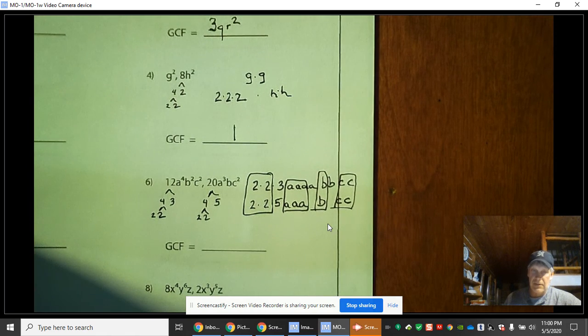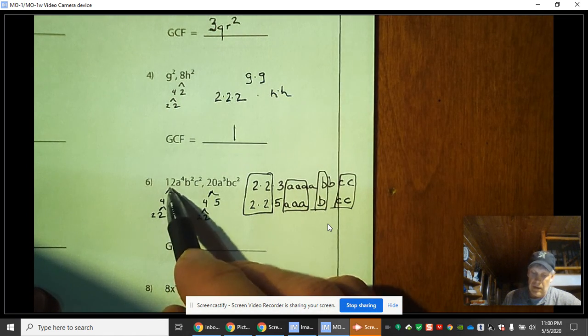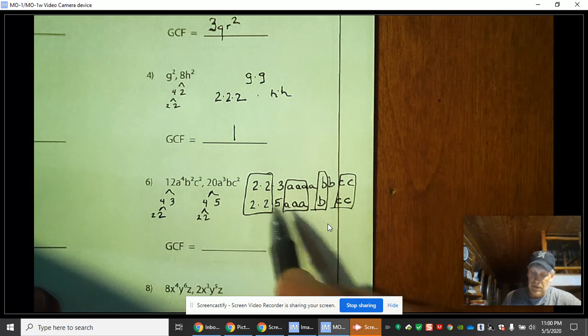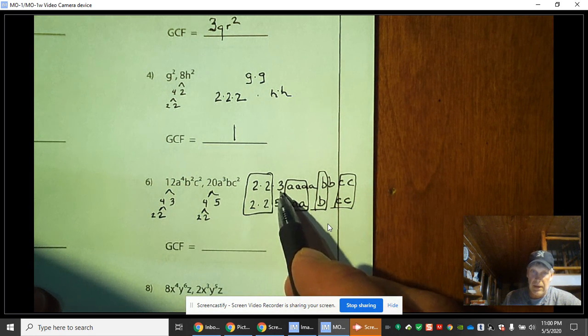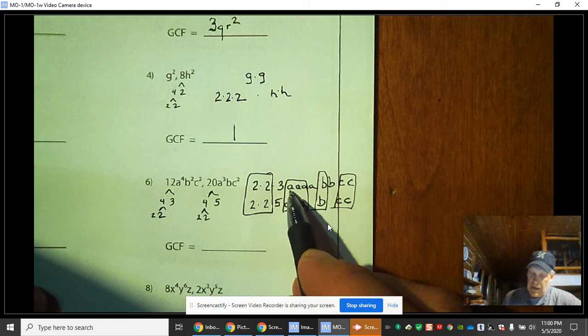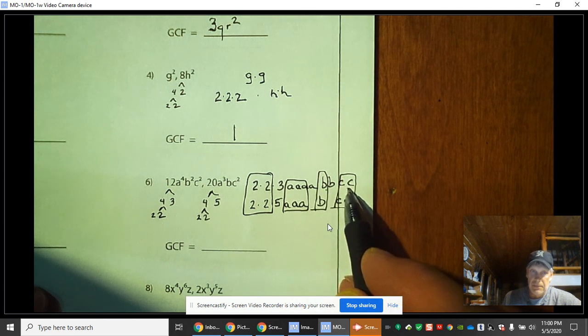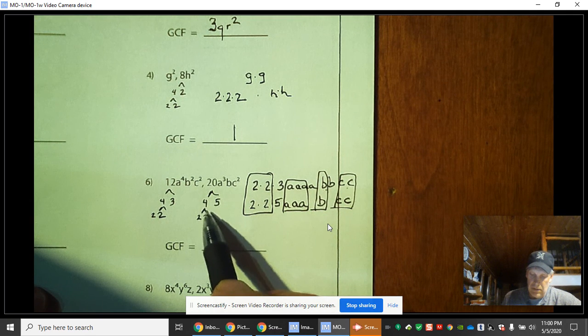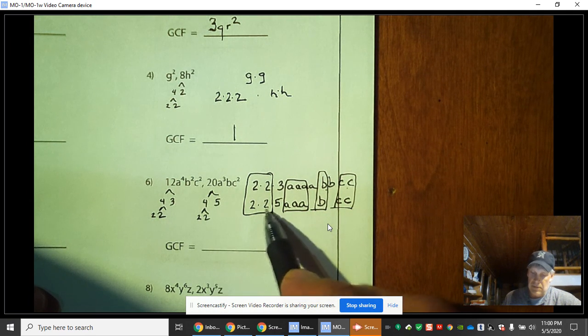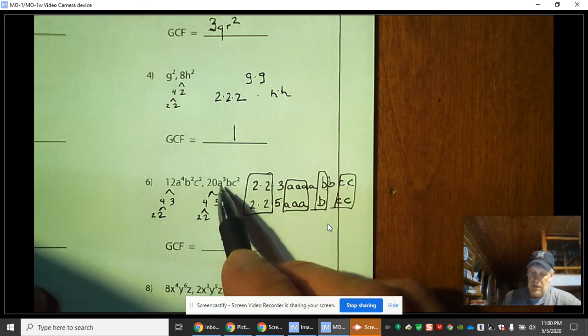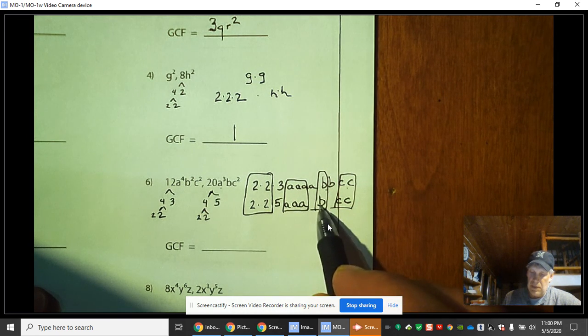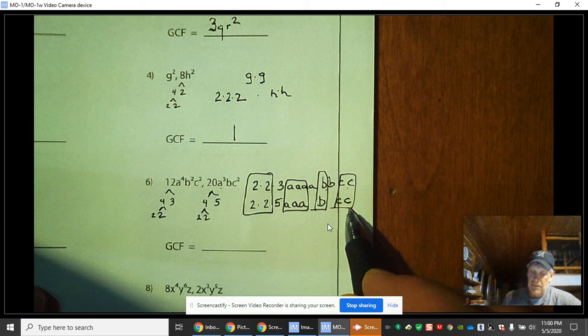All right, number 6 looks really hard. But if you write it out, take 12, 4 times 3, 2 and 2. So I wrote 2 times 2 times 3. And I have 4 a's, 2 b's, and a c squared. Then I went to 20. 20 is 4 times 5, 2 times 2. So I wrote 2 times 2 times 5. And then I got a cubed, a b, and c squared.